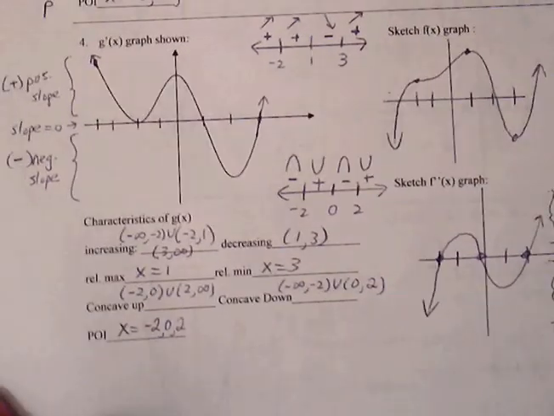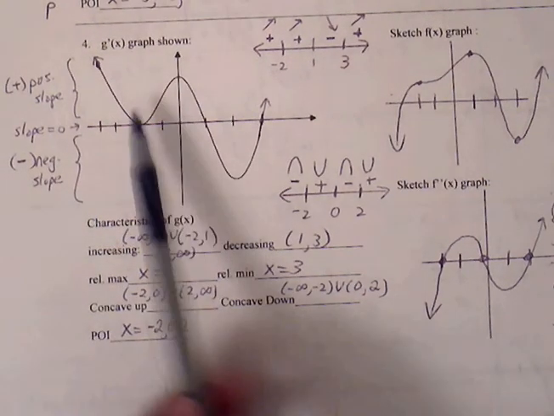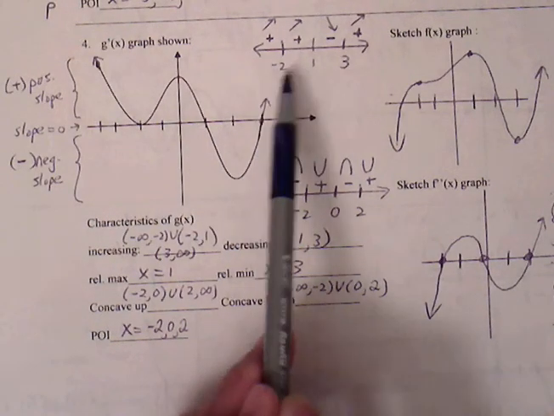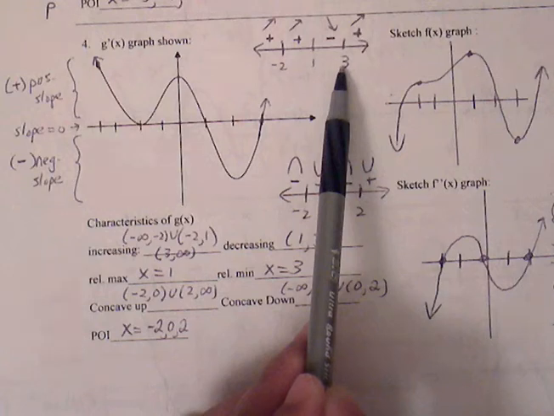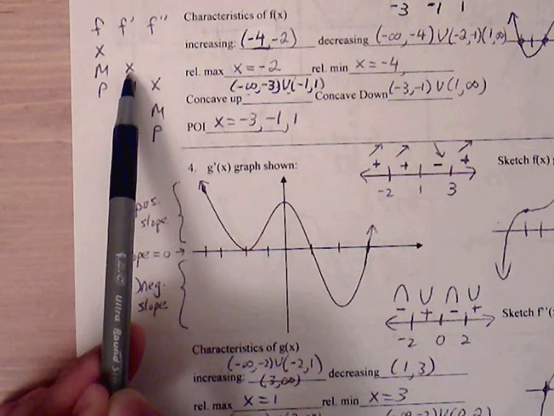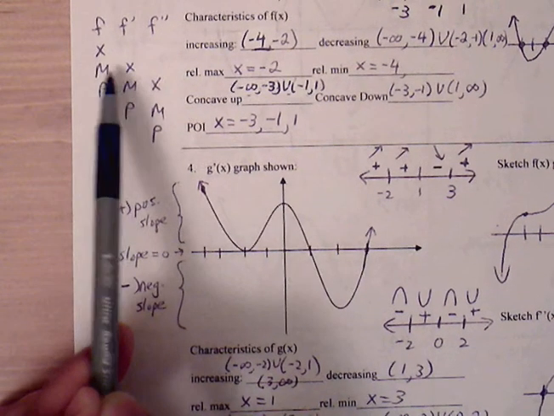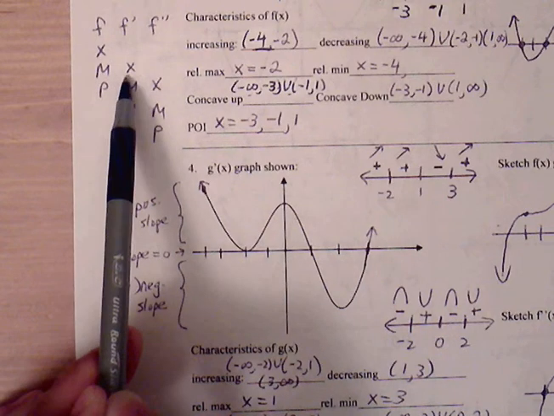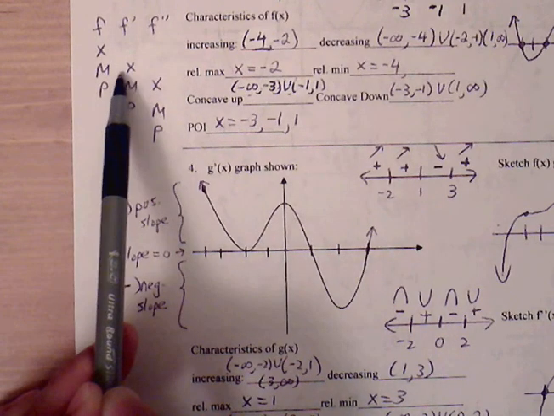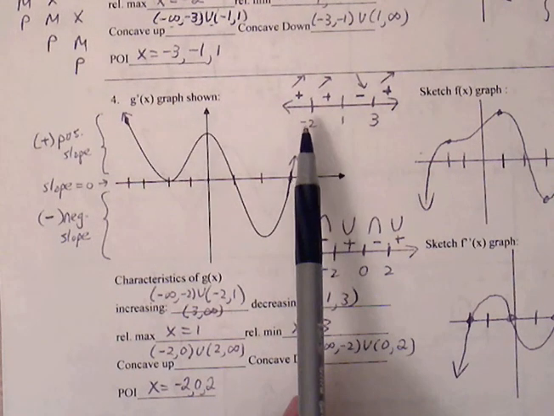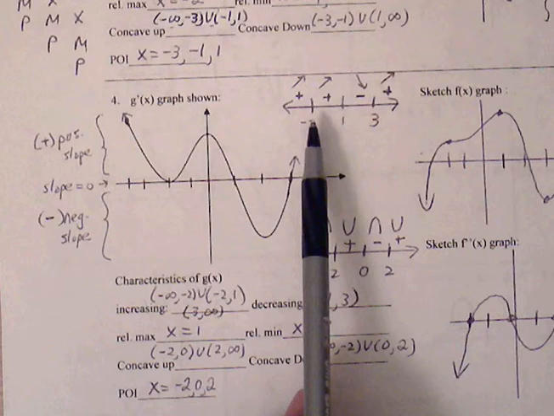All right, with number 4, again, we're looking at the derivative graph. So first thing we do is we pick out our critical points, -2, 1, and 3, our x-intercepts. Our x-intercepts from our f prime graph will be the max and mins of our f of x graph. So these are going to be our potential hills and valleys, relative extrema for our position graph.